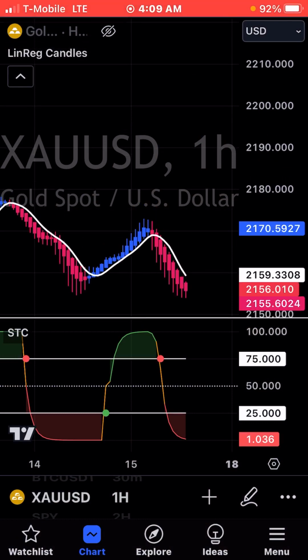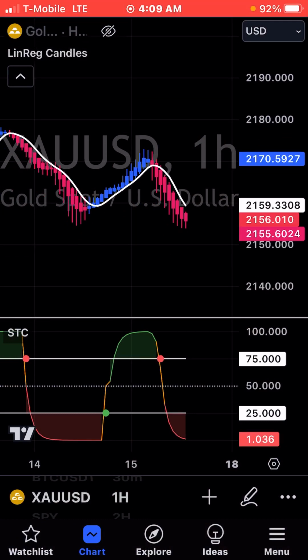But anyway, let me show you how to set this strategy up so you can trade gold and see the overall direction and pattern of where it's going. For this strategy, you need the linear regression candles and the STC. They're both free. Let me show you how to set it up, first with the linear regression candles.